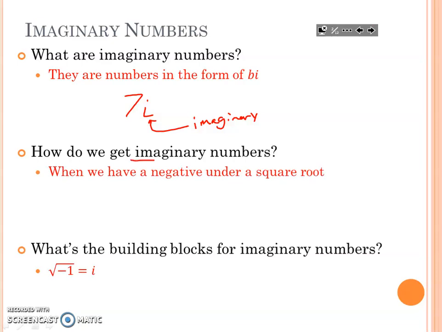The only time that you're going to get an imaginary number is when there is a negative underneath the square root. Then, the building block for all imaginary numbers is this right here: the square root of -1 equals i, and that is 1i. That is our building block that we are going to use throughout this for any of our imaginary numbers.